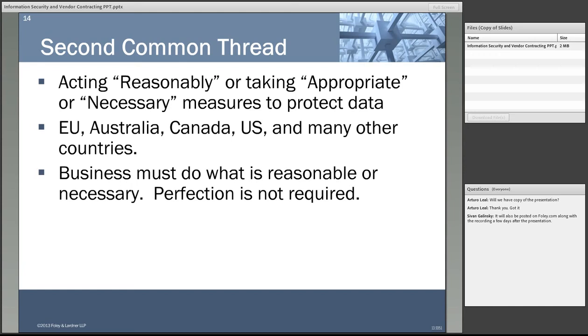And by reasonable, it means looking at what kind of data are we putting at risk, what is the availability of measures to protect that data? What are the costs of those measures? What is the practicality of those measures? And then doing what is reasonable. As mentioned, and Aaron will touch on this, part of doing what is reasonable is documenting that decision-making process so that there is a clear record that the business has thought through these issues and has tried to address these issues in an appropriate fashion.